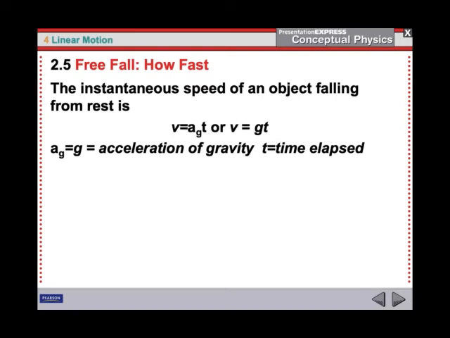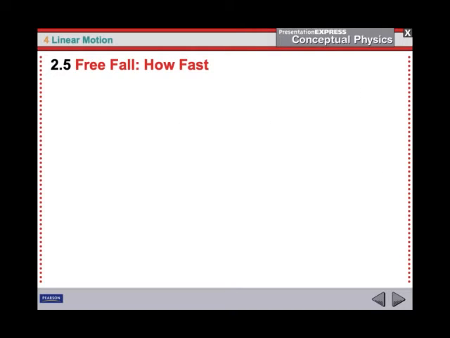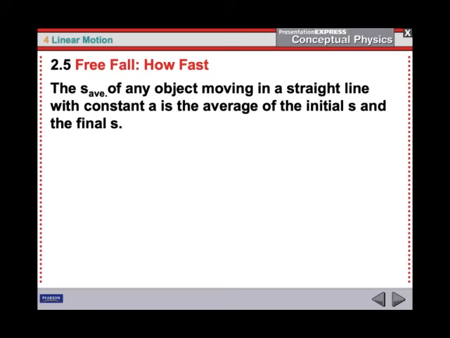So the A sub g, or the g, is the acceleration due to gravity. T is the time that's passed since it started. Letter V represents both speed and velocity in this situation. So the average speed of any object moving in a straight line with a constant acceleration is the average of the initial speed and the final speed. Well, that kind of makes sense.